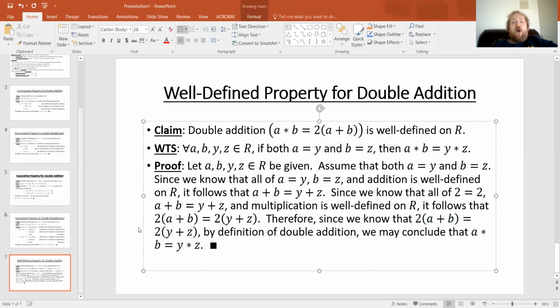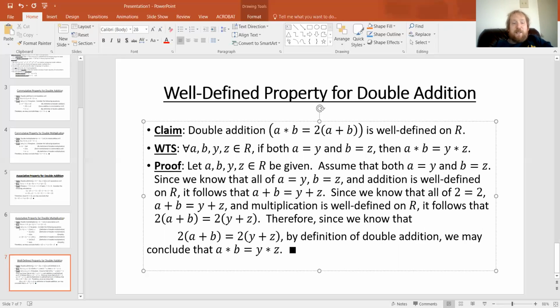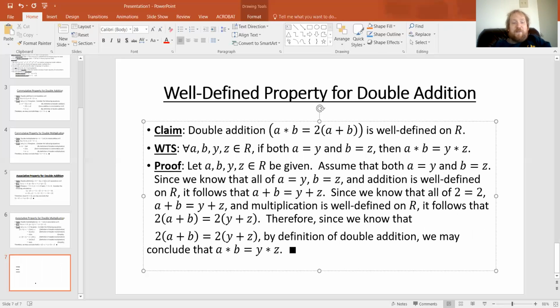Let A, B, Y, Z in R be given. Assume that both A equals Y and B equals Z. Since we know that all of A equals Y, B equals Z, and addition is well defined on R, it follows that A plus B equals Y plus Z. Since we know that all of 2 equals 2, A plus B equals Y plus Z, and multiplication is well defined on R, it follows that 2 times the quantity A plus B equals 2 times the quantity Y plus Z. Therefore, since we know that 2 times the quantity A plus B equals 2 times the quantity Y plus Z, by definition of double addition, we may conclude that A star B equals Y star Z.